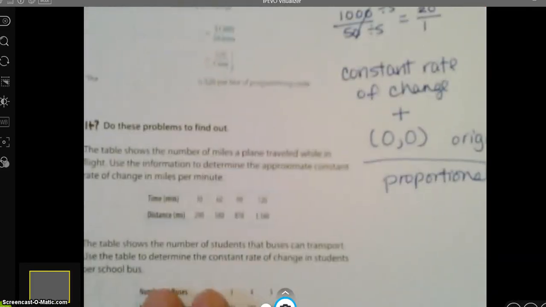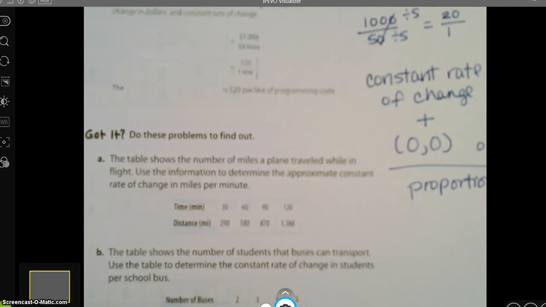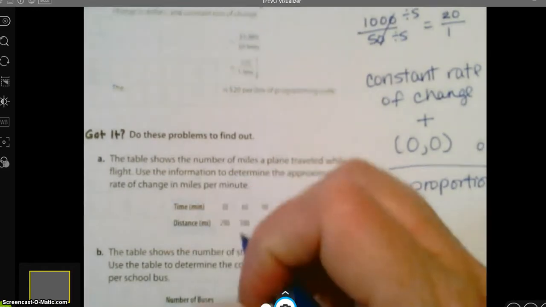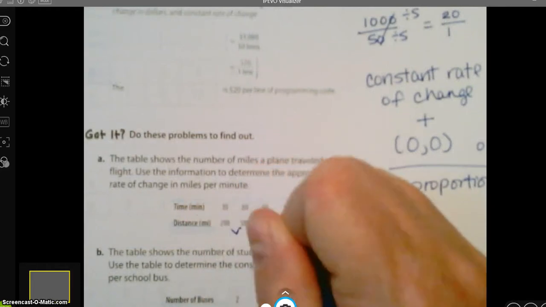So now we're going to do the next one. It says the table shows the number of miles that a plane traveled while in flight. Use the information to determine the approximate constant rate of change in miles per minute. So constant rate of change. So now again, this one's kind of hard for y'all to see. So we're going to go from here to here to here.